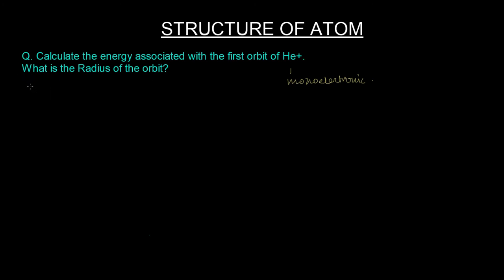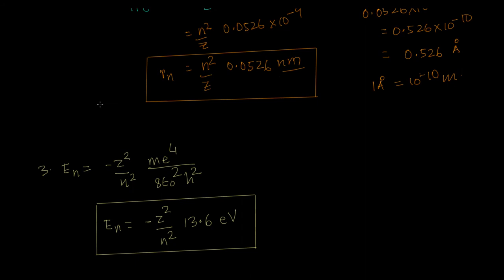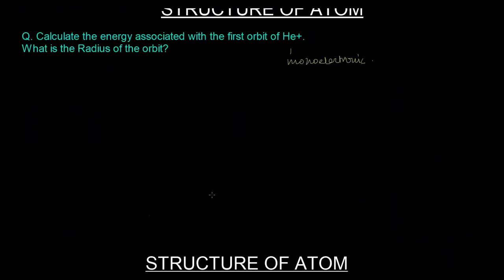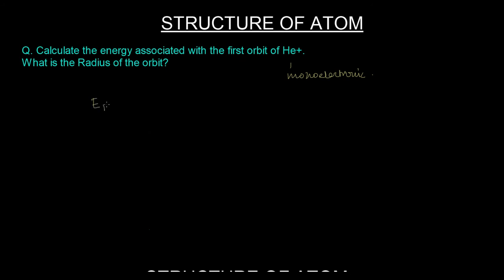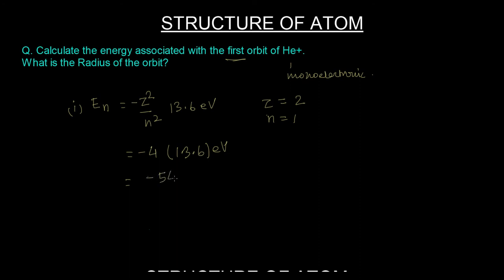So we know the energy associated with this. We have just done that, so just go back and refer to it. It's minus Z squared upon n squared into 13.6 eV. So En is equal to minus Z squared upon n squared 13.6 eV. Now Z is equal to 2, and n is 1, since they say it is the first orbit. Why is Z 2? Because the atomic number of helium is 2. So it becomes minus 4 times 13.6 eV, and that becomes nothing but minus 54.4 eV.